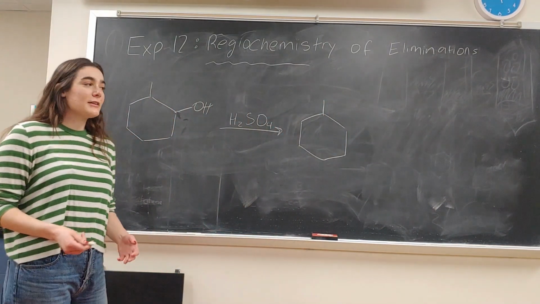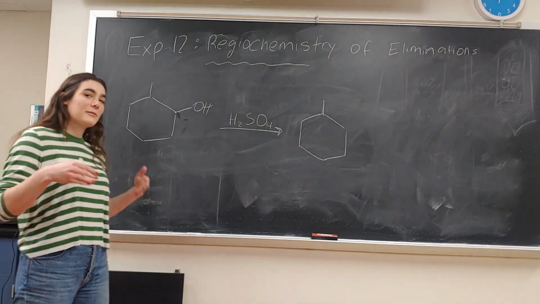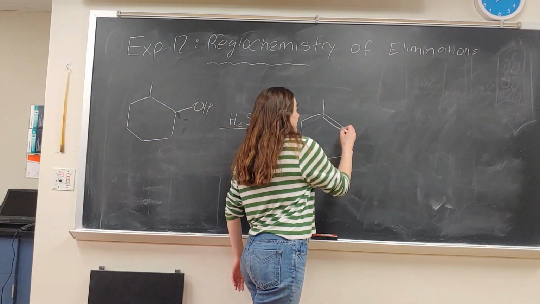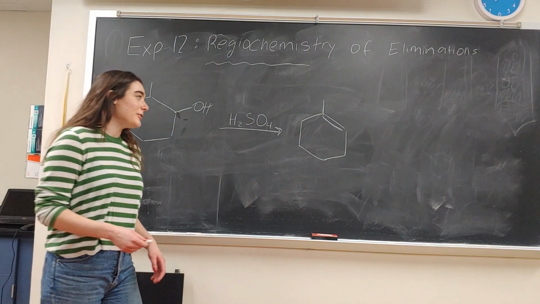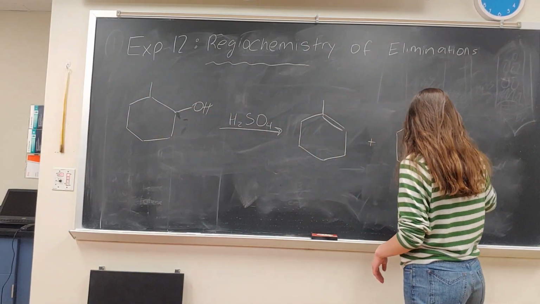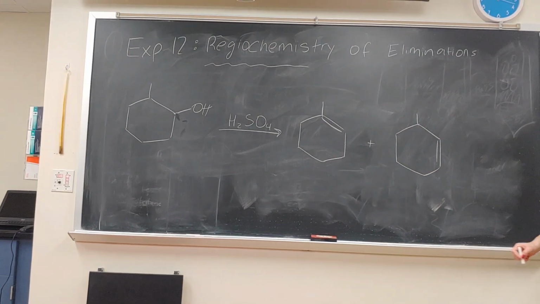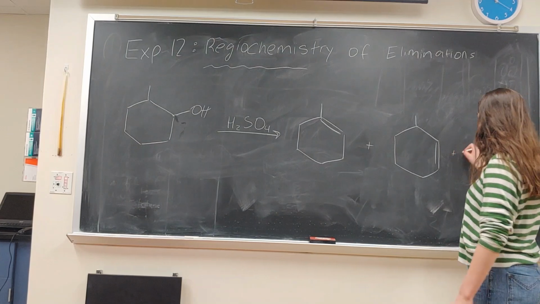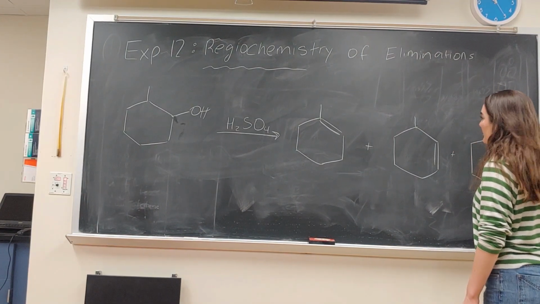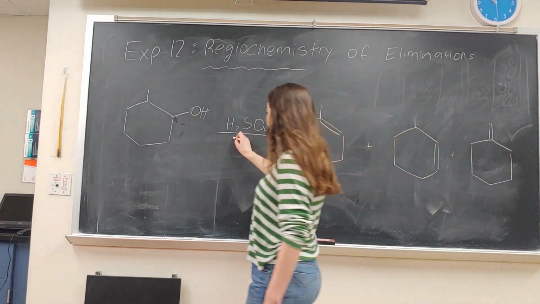The product that is predicted to be the major product by Zaitsev's rule, which says that the more substituents an alkene has, the more stable it is, would indicate that this is the product. But we actually are going to have a few others as well. There's also an option to have the double bond go there. And additionally, it's possible that the reaction could undergo carbocation rearrangement and the double bond could end up here, because we're going to be doing E1.